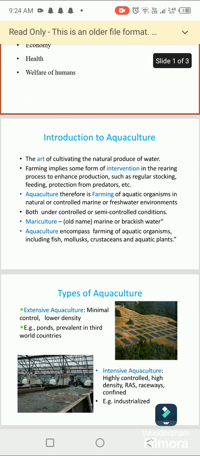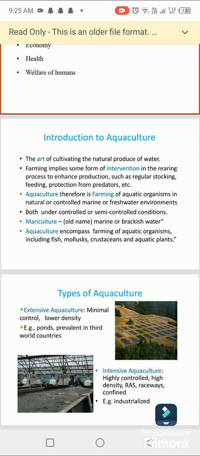Introduction to aquaculture. The art of cultivating the natural produce of water. Farming implies some form of intervention in the rearing process to enhance production, such as regular stocking, feeding, protection from predators, etc. Aquaculture, therefore, is farming of aquatic organisms in natural, controlled marine or freshwater environments, both under controlled or semi-controlled conditions.